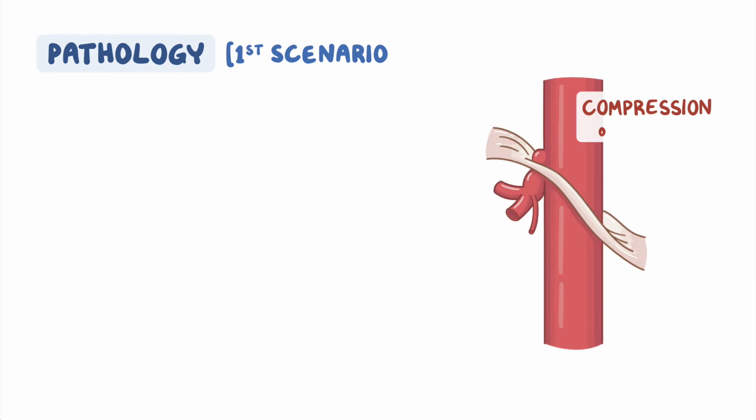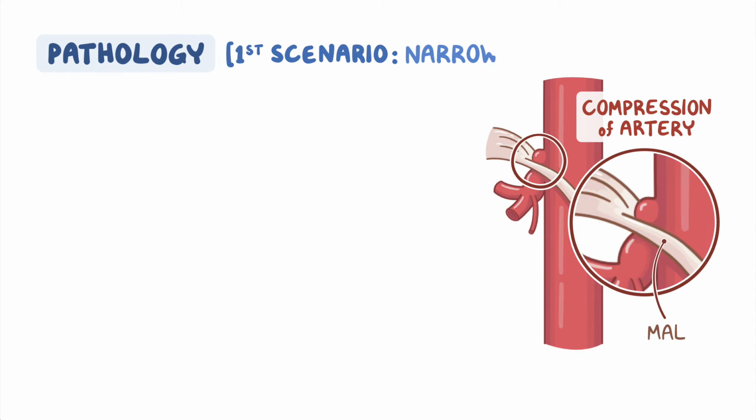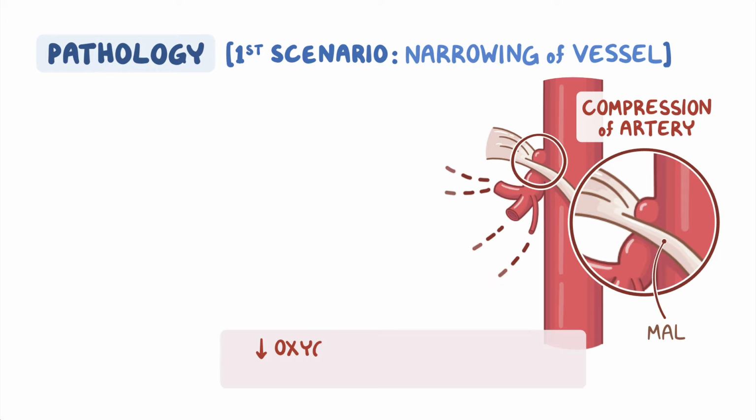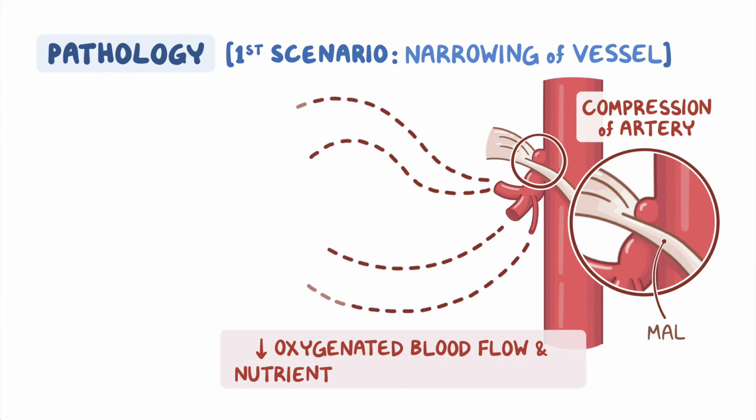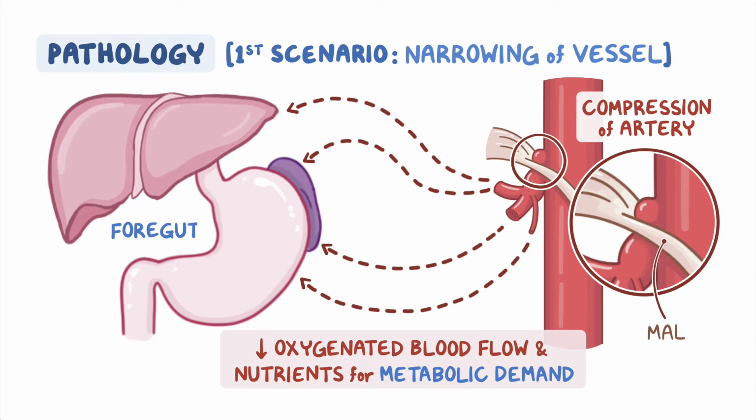The compression can result in 4 scenarios. The first scenario is directly related to the compression of the artery, causing a narrowing of the vessel, resulting in insufficient oxygenated blood flow and nutrients for metabolic demand to the upper abdominal organs, the foregut, causing symptoms.